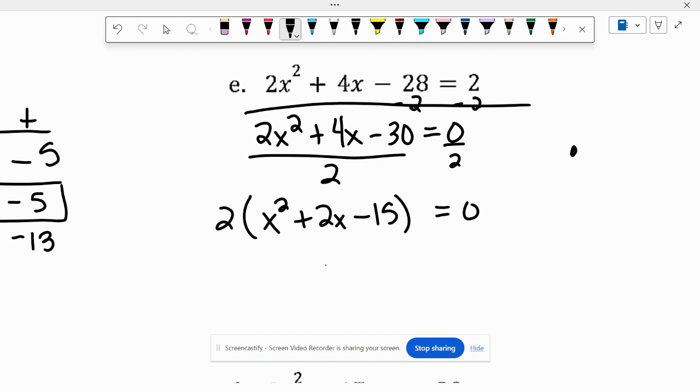So let's look at the product and the sum. My leading coefficient, A, is 1. And my last term, C, is negative 15. 1 times negative 15 is negative 15, and B is 2. What 2 numbers can you multiply together to get 15 that have a difference of 2?